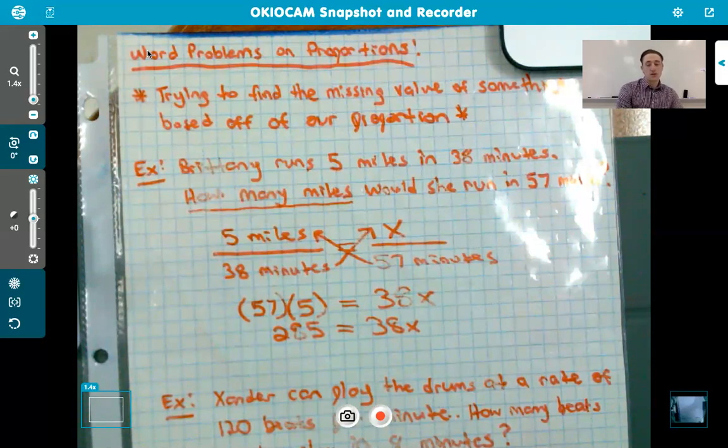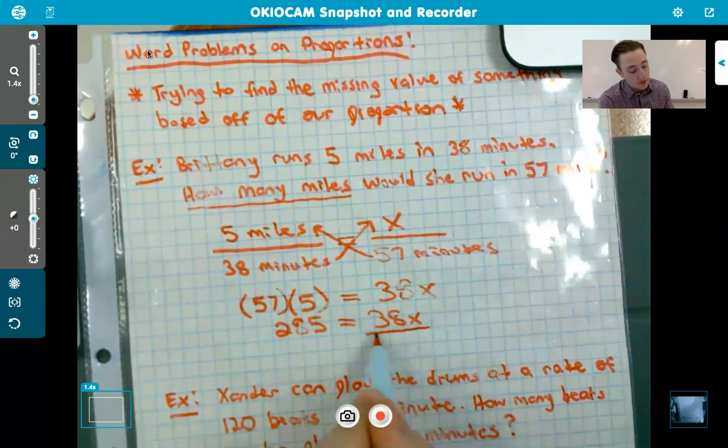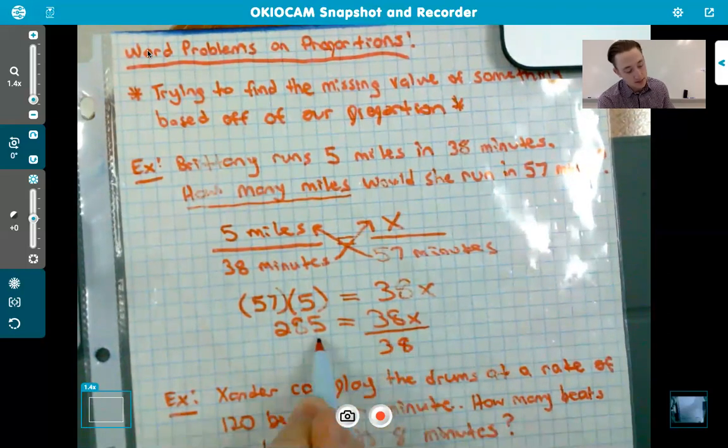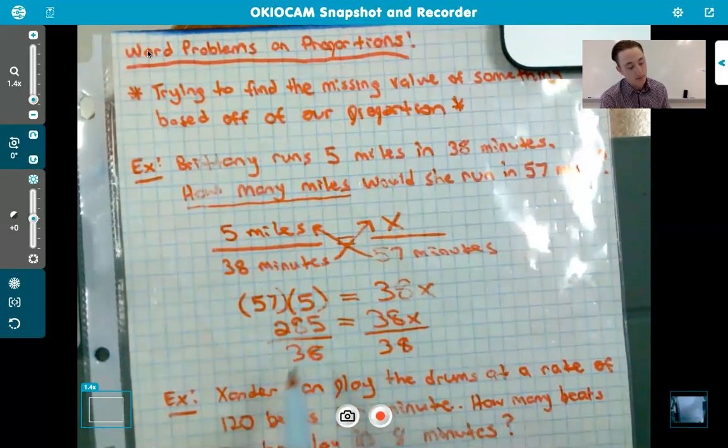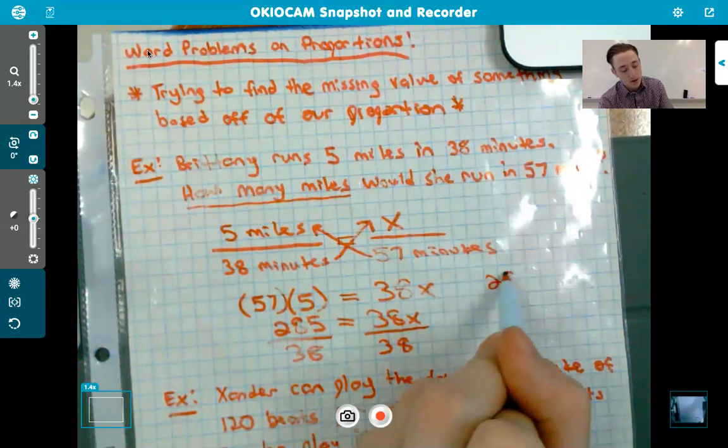So something that I've noticed that we've been struggling with is understanding what to do from this step here. So I have 38 times X, right? They're being multiplied. To undo multiplication, you do the opposite of multiplication, which is division. So what I'm going to do to get X by itself and find that missing distance is divide both sides by 38. So now I have 285 divided by 38 is equal to X. And I'll go ahead and write that in as well.